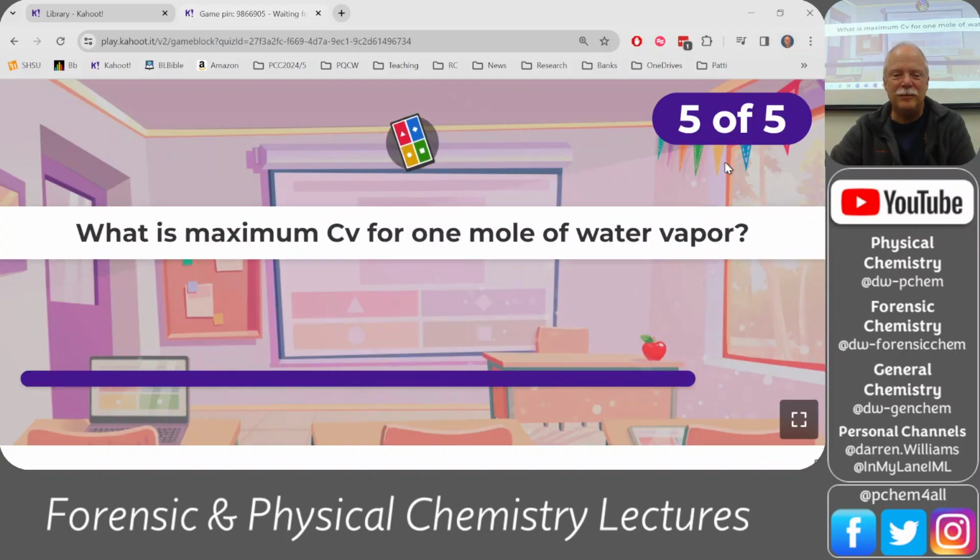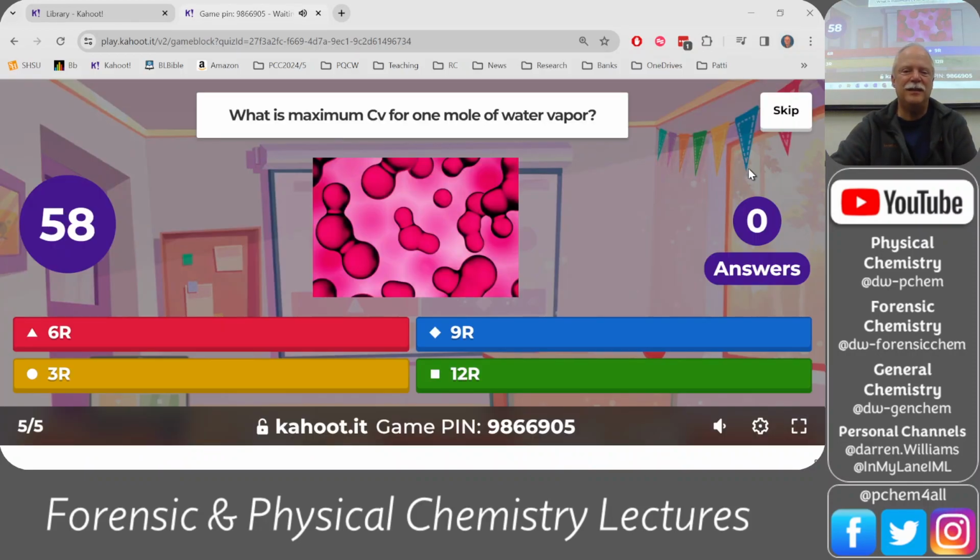What's the maximum for water? Okay. So the maximum now, you need to calculate the vibrations, right? So we have the translations and the rotations, now we have the vibrations. So put all of those together, what's the maximum heat capacity for water vapor?